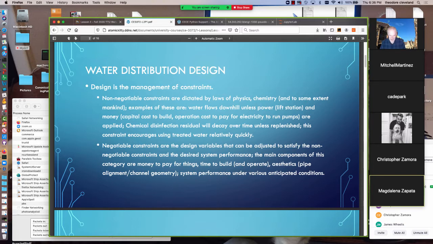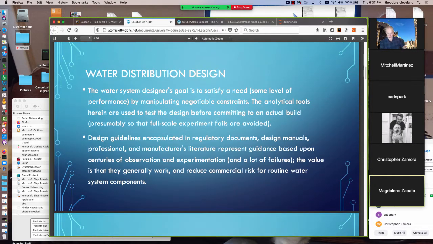But there are a selection of design variables and features that we can adjust, and we use those to satisfy the non-negotiable requirements, the desired system performance, and ultimately to design and build the product for society. The main components of the negotiable are money, time, aesthetics, and overall system performance. Each of those obviously subdivides within their broader contexts. The water system designer's goal is to satisfy a need at some level of performance by manipulating negotiable constraints. So we could satisfy the physiological need for water by putting it in a truck and driving it to intersections in different parts of a community and putting out a public service announcement saying the water truck will be in your neighborhood at 3 this afternoon.